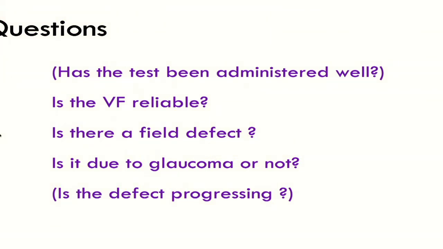So the questions you need to ask whenever you see a visual field printout is that, has the test been administered well? And I've put it in brackets because it has to be in the background. You have to know whether the test has been done well. Is the visual field reliable? Is there a field defect? And is it due to glaucoma or not? Because there are other defects that can simulate, masquerade glaucoma.